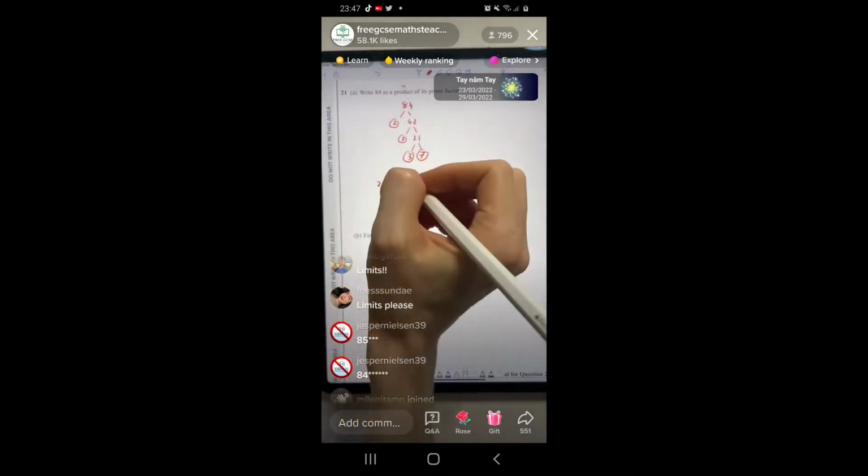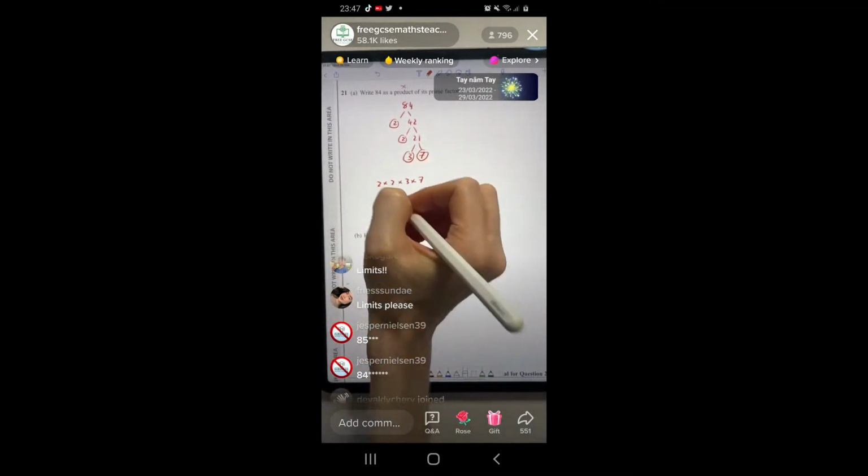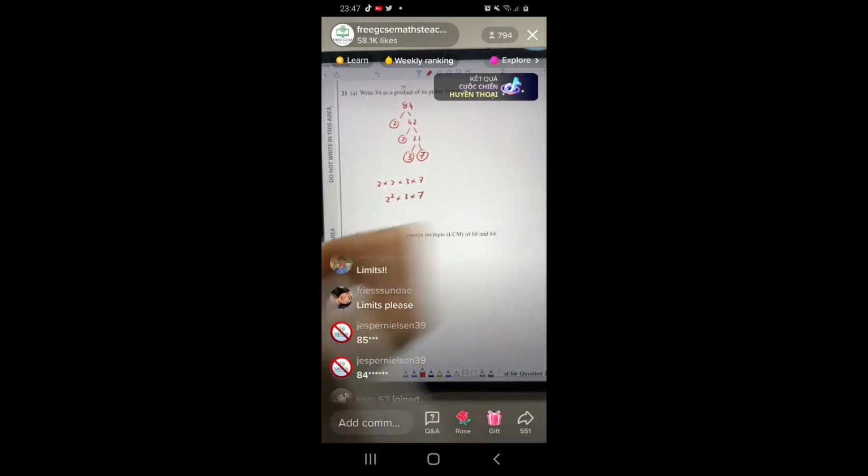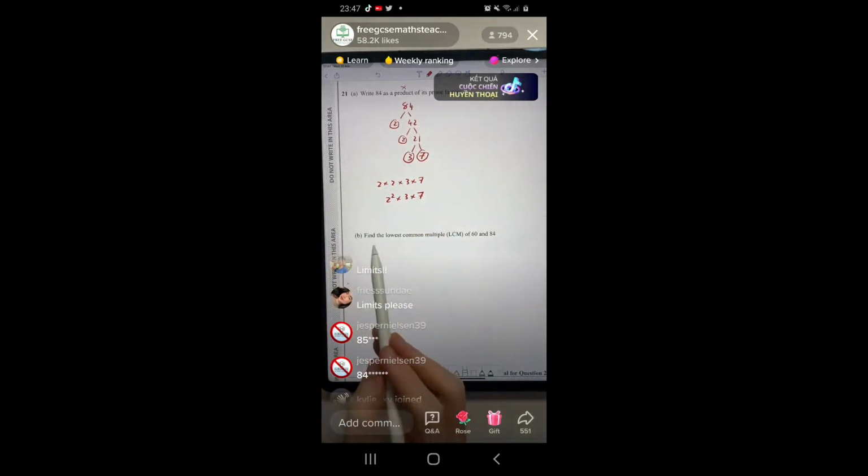Either of those is correct. Part B: find the lowest common multiple of 60 and 84. It normally follows on most of the time, so always check it.